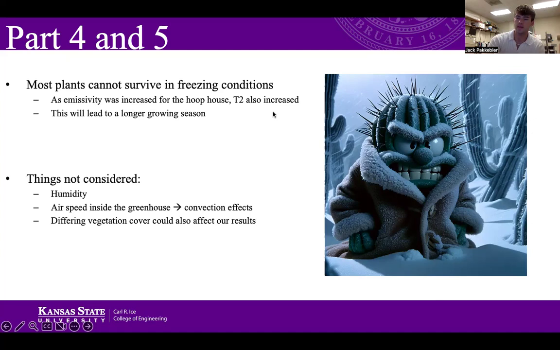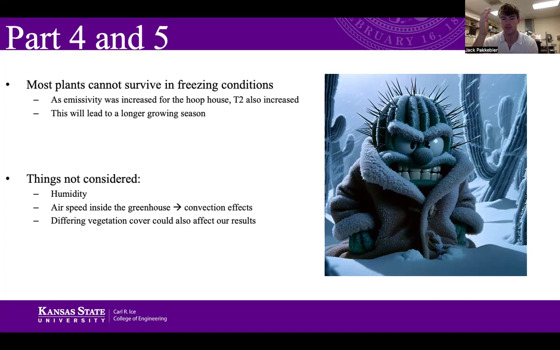Some things not considered in this analysis could be the humidity. The humidity itself, with water vapor in the air, could affect some of the radiation. It would absorb some of the radiation and act probably as a buffer. Also, we didn't consider any convection effects. The airspeed inside the greenhouse was not accounted for. This could be non-trivial. This would affect the heat transfer rates as well. And then also what could affect our results is differences in vegetation cover. So we were just considering flat ground or dirt. However, if you were to have a bunch of really thick plants in there, that would also act as a barrier to heat transfer.